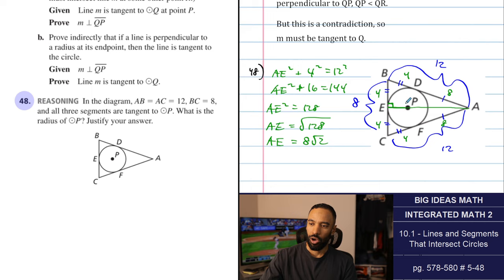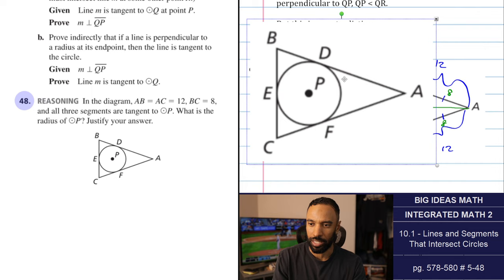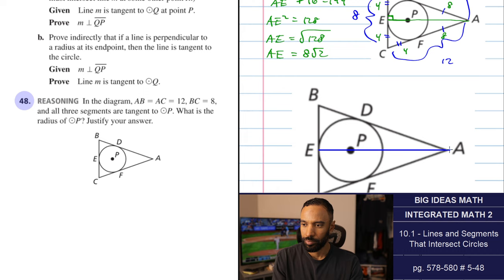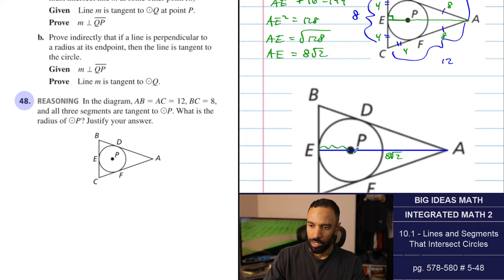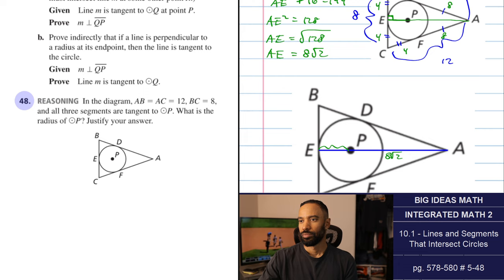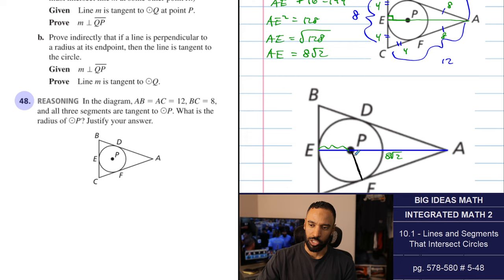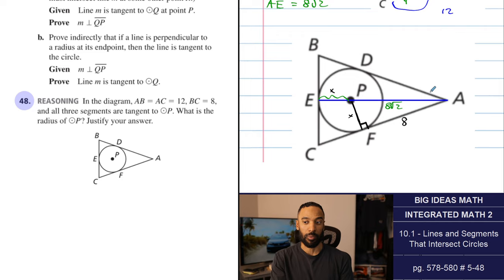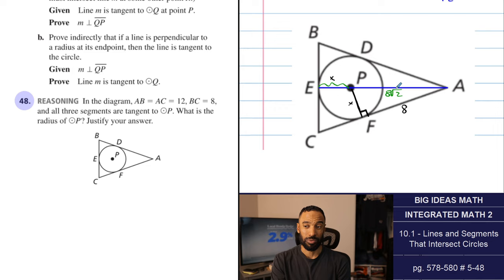I feel like I want to copy that diagram down again. Yeah, there we go. So this whole thing is 8 root 2 right here. But I gotta find maybe just this part. Well, how about this? Let's use another right triangle, right? Now I know that length. So this here, and I know that this is 8. And I don't know this one, but I know that this is x. And then that would be another x. Like that's my radius, right? I got to solve for that. So I can say 8 squared plus x squared equals 8 root 2 squared.